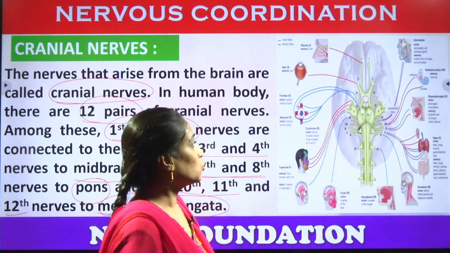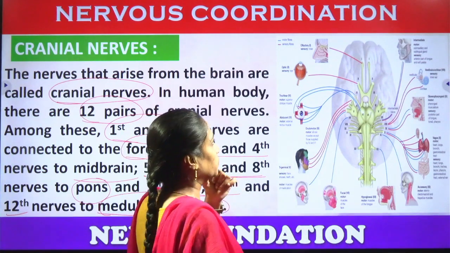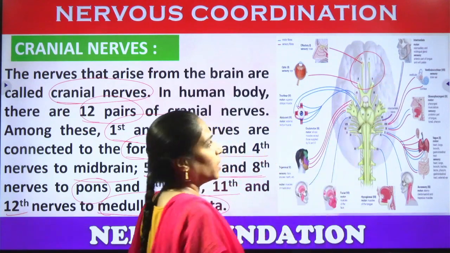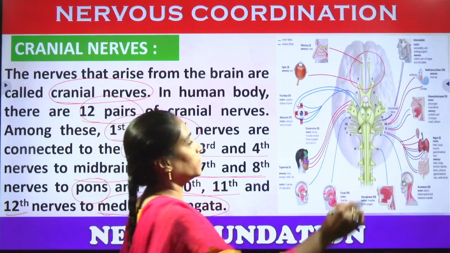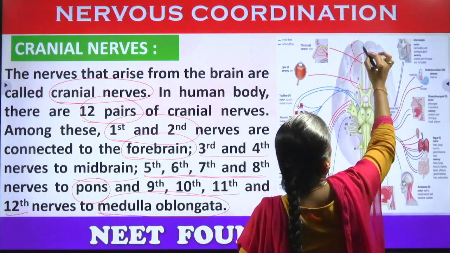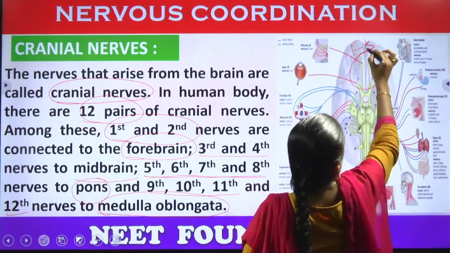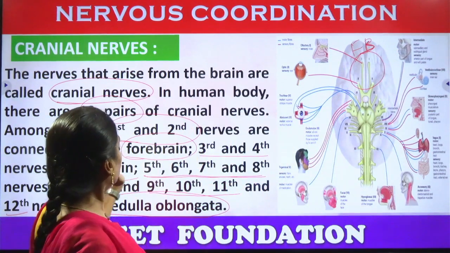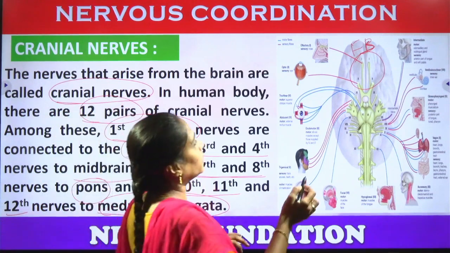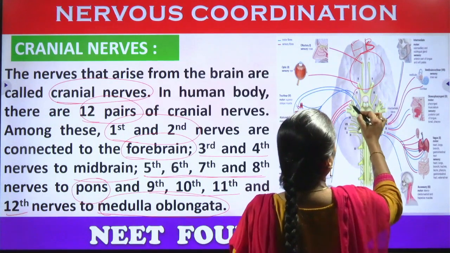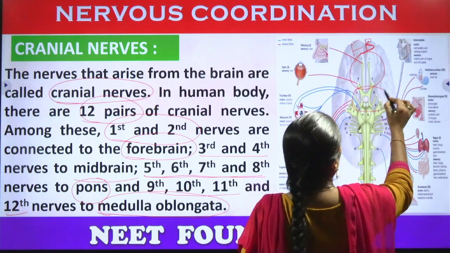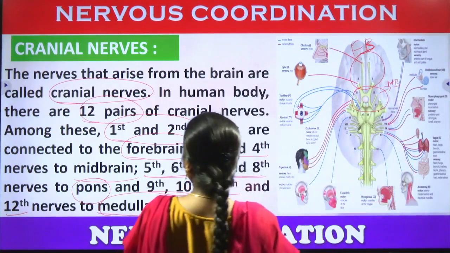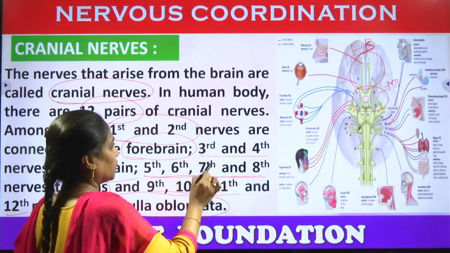If you observe here, you can see the numbering 1 and 2. These 1 and 2 are exactly located in the forebrain. And next, what is the next count? Third and fourth are related to the midbrain. And next one, 5, 6, 7 and 8.